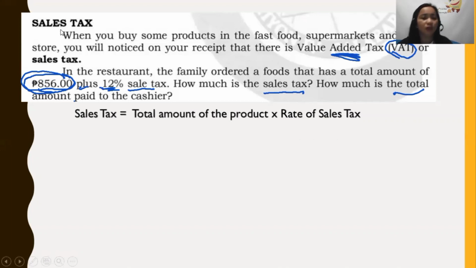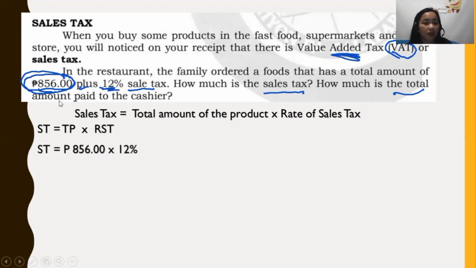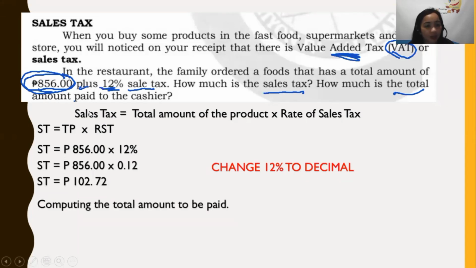So sales tax is equal to the total amount of the product times rate of sales tax. So we have ST is equal to TP times RST. Ang total na in-order nila is 856 pesos. At ang sales tax ay 12%, yun yung rate of sales tax. So first change 12% to decimal and 856 pesos times 0.12. And that is equivalent to 102 pesos and 72 centavos. So ito, yung tinatawag nating sales tax na idadagdag dun sa amount nung kanilang in-order.